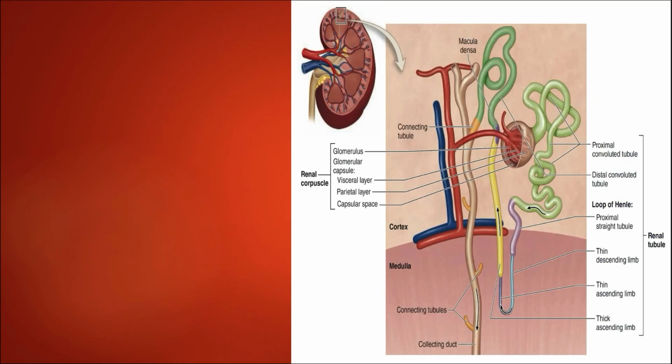So let me show you. So this is the thick ascending limb of the loop of Henle.